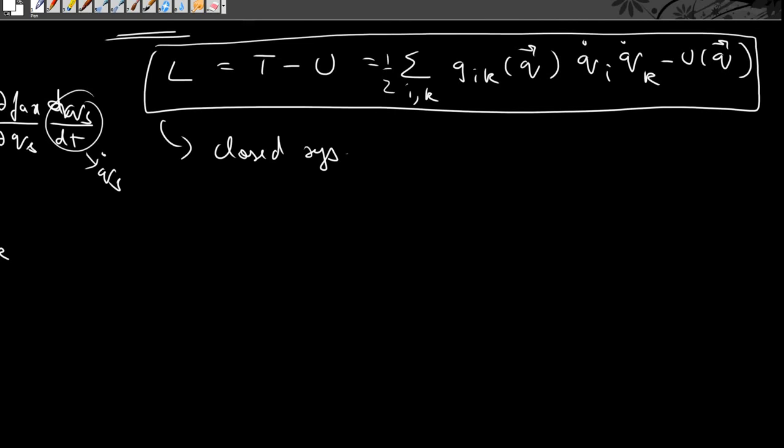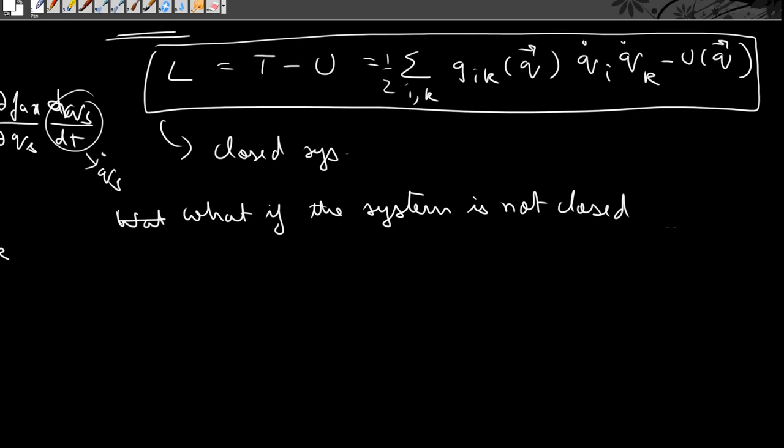All right, now what if the system is not closed? By this it means that the particles which constitute the system are interacting with particles which are outside the system. That is the meaning of the system not being closed. So what will the Lagrangian look like for such a system?